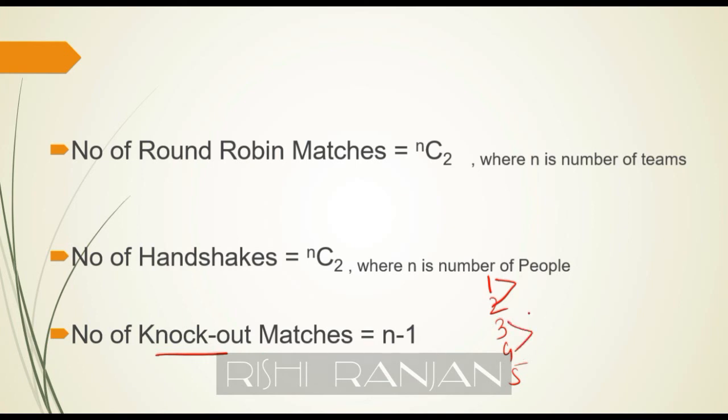But then 5 has to play with any one of the winners. So let's say he is playing with this winner. This is another match now. Now this winner has to play with this winner. This is the final. Now how many matches are there? 1, 2, 3, 4. 5 minus 1 is equal to 4. That's why the formula is: number of knockout matches is equal to n minus 1.